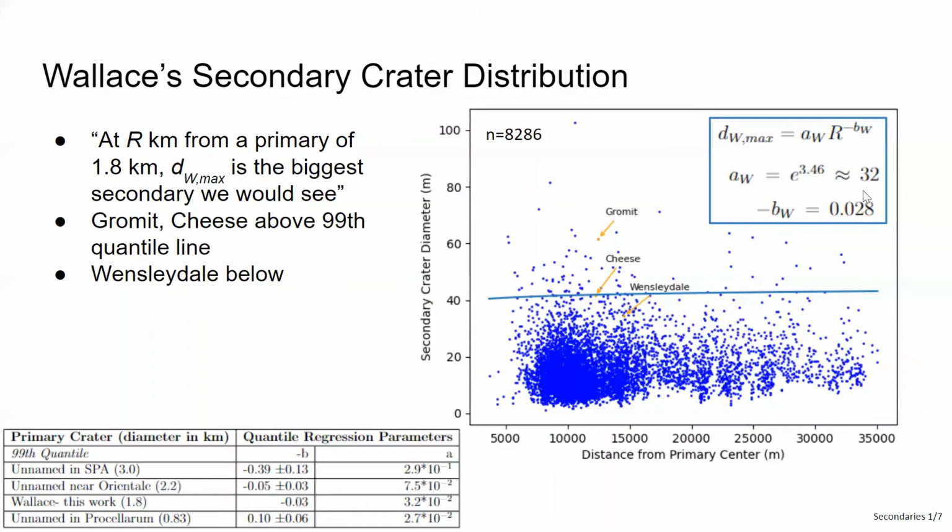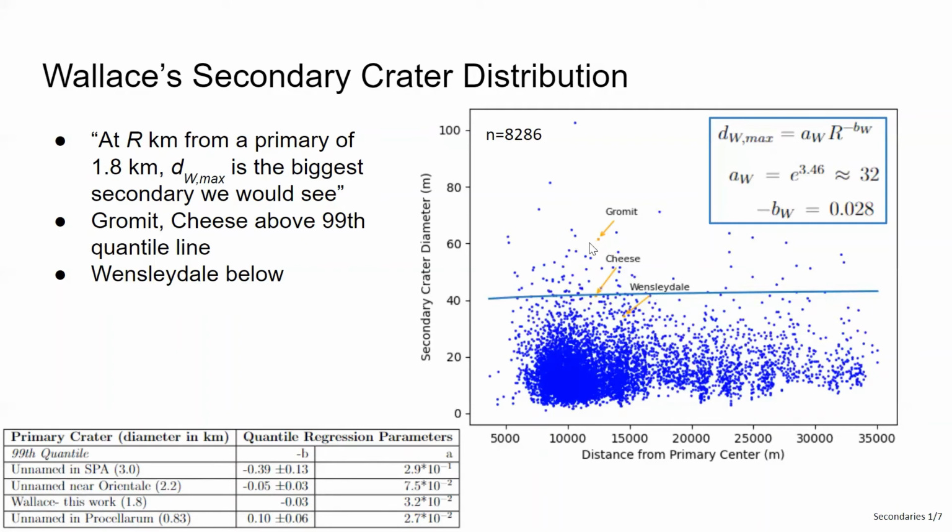These are the parameters that we got. This is the one that parameterizes the diameter, and this one is the slope. And down here, I pulled some data from Kelsey's previous work. So this is a 3 kilometer diameter primary, 2.2 and 0.83. And then this one right here is Wallace. And as you can see, we are falling nicely in line with the pattern that's already shown. So yay, good sample size was worth it.